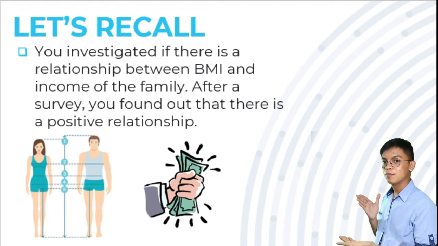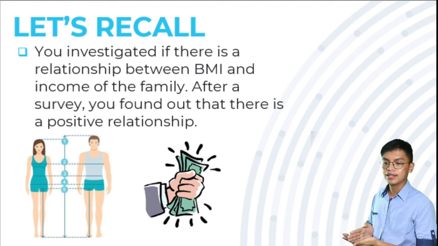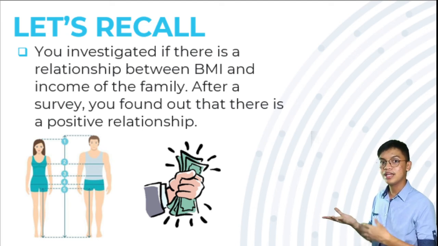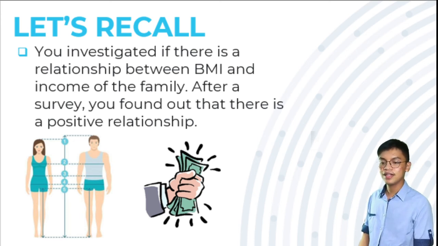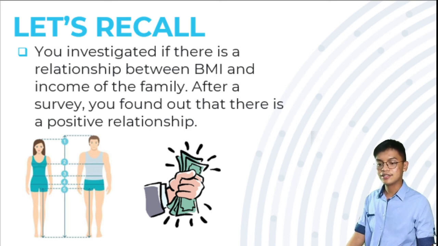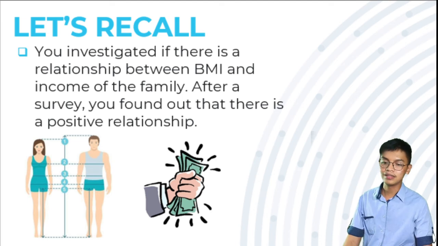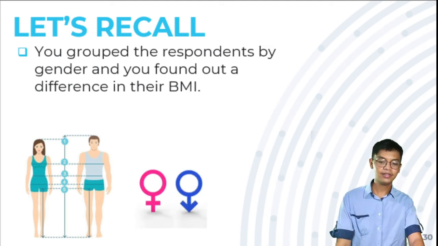She wants to get proof or evidence. So she found out that yes, there is a positive relationship. Pag mas maraming pera, mas maraming ang pambili ng pagkain, mas maraming kinakain. So there's a positive relationship. What kind of research was used? So that research is called, or is, a correlational research. The next one.